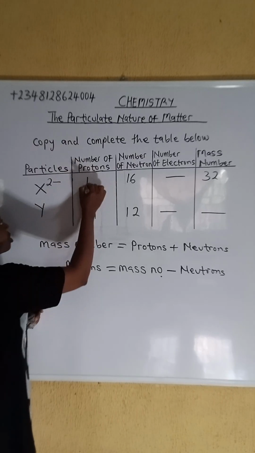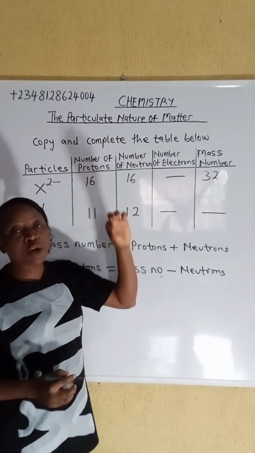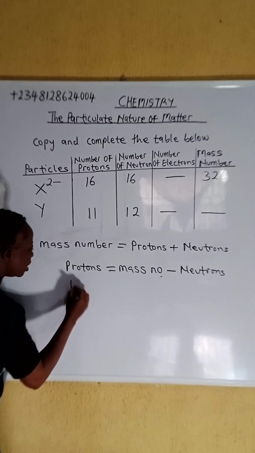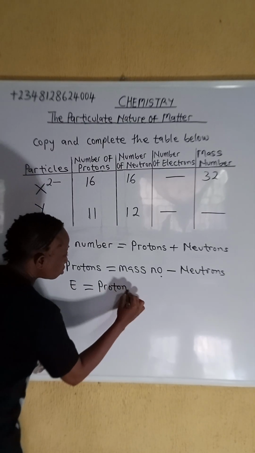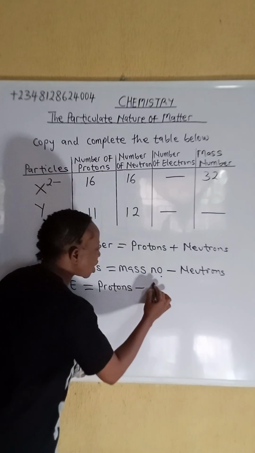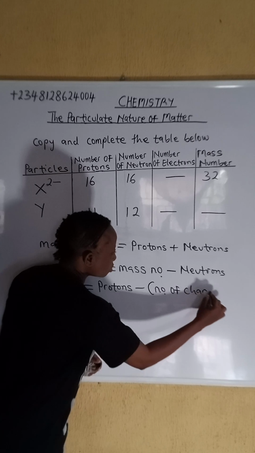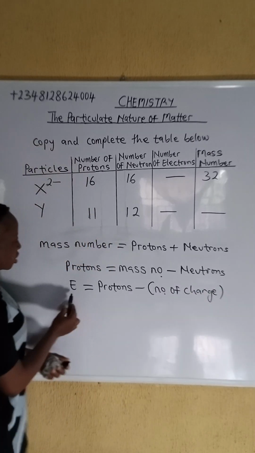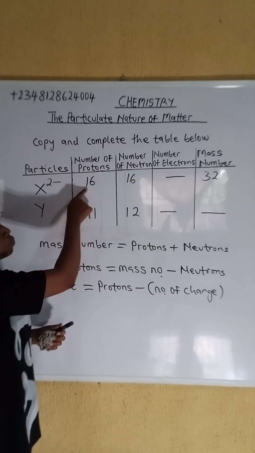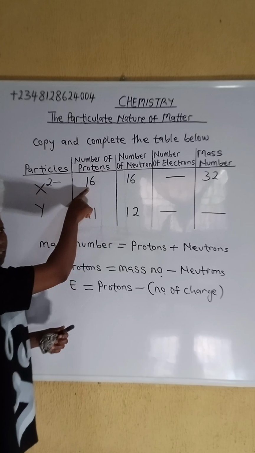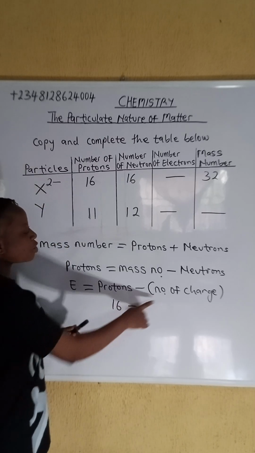So proton is 16. Then let's calculate the number of electron. How can you calculate the number of electron? Electrons equal to protons minus the number of charge. Then what is the number of protons? Protons equal to 16. Then minus the number of charge.